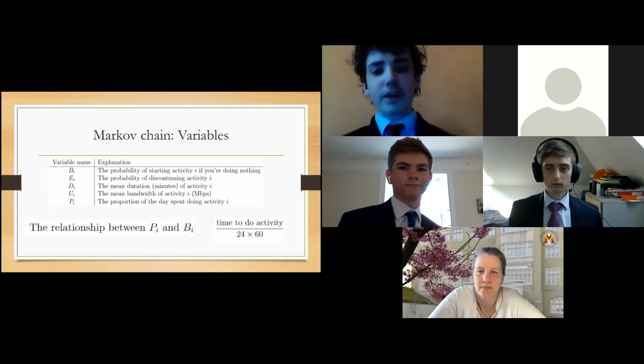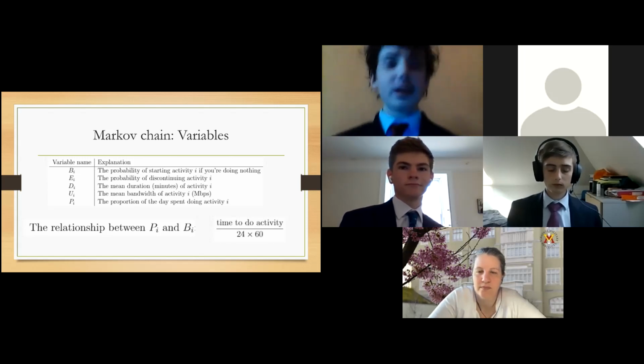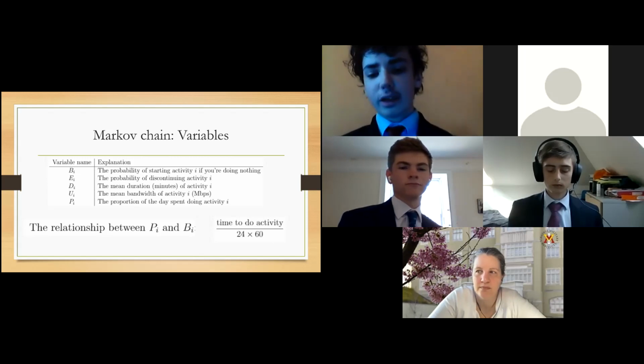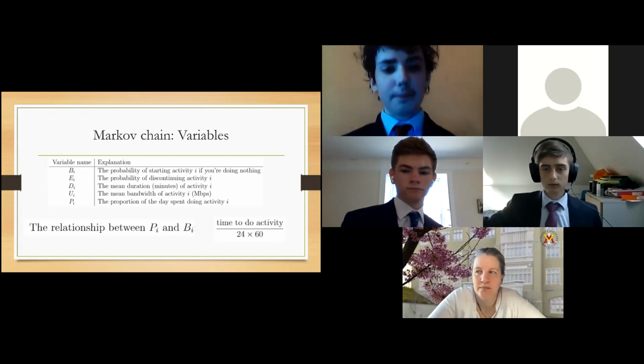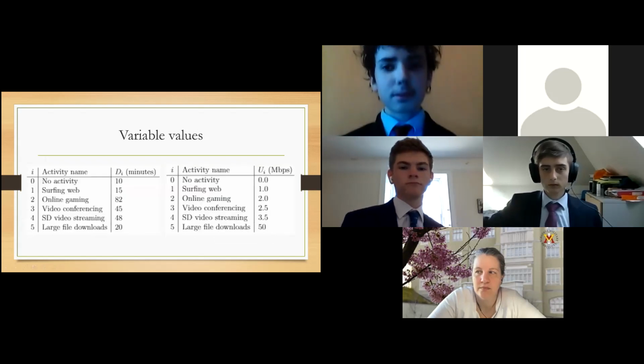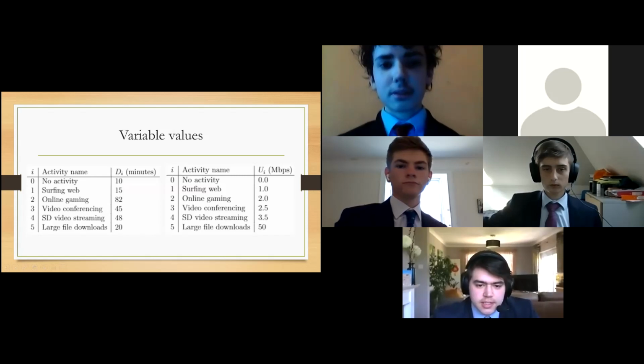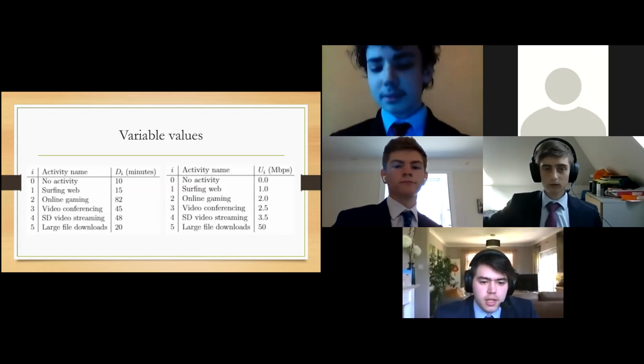On screen are some extra variables, which we didn't include explicitly in the paper. As we already said, E could be found just by taking the reciprocal of each entry in D. To compute B, we took how many minutes an activity is done on average in a day and divided it by the number of minutes in a day. This is not quite the probability of starting an activity, but since all the activities were so short, as you can see on screen, we assumed that the difference would be insignificant.